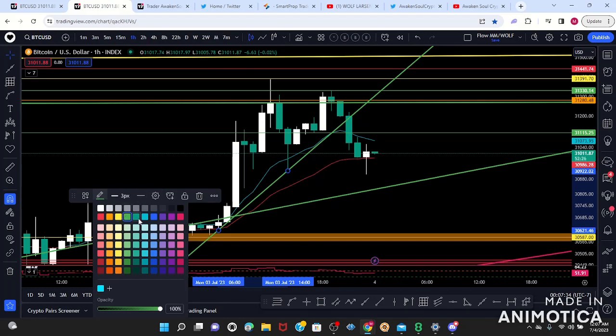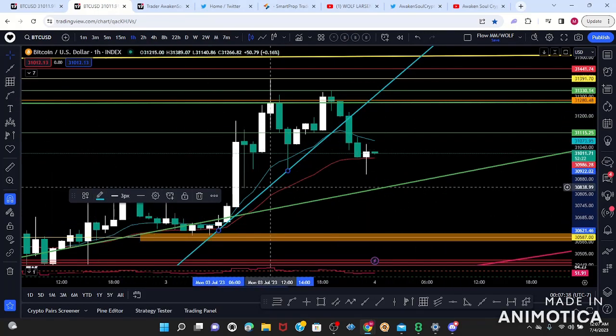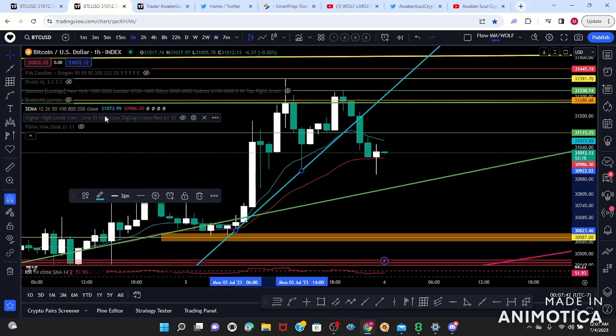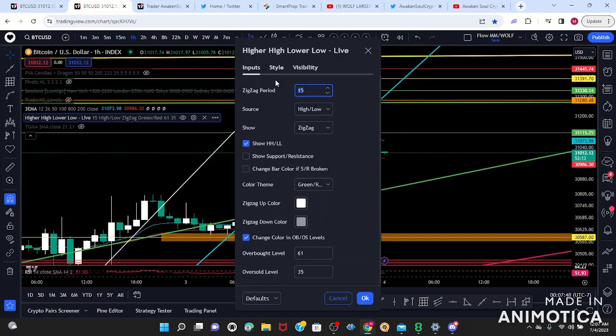Why did I choose that low? Because this is in a trend phase. So you need to understand market structure. Turn on 12 and 26 EMA. I'm sorry, higher high, lower low. And that's when I play around with it.